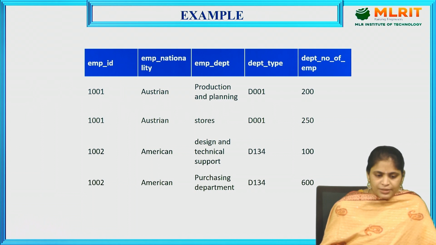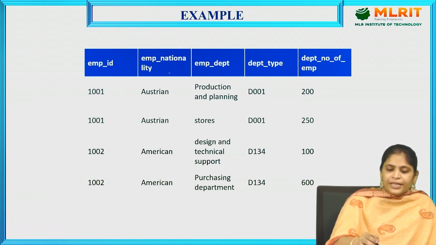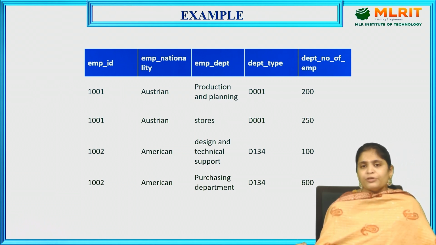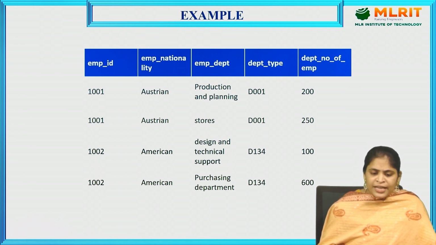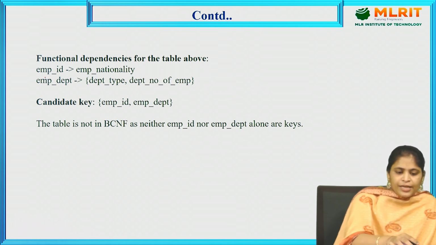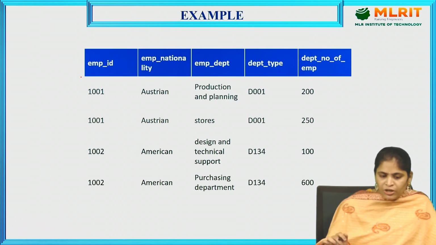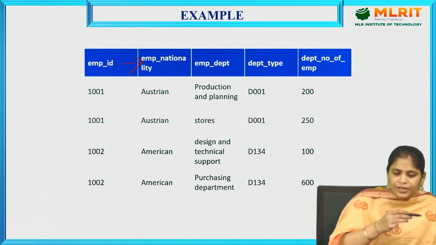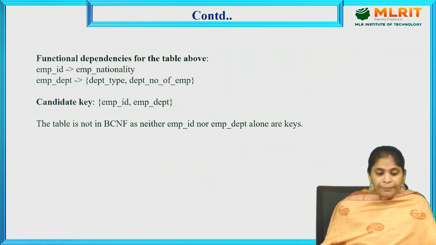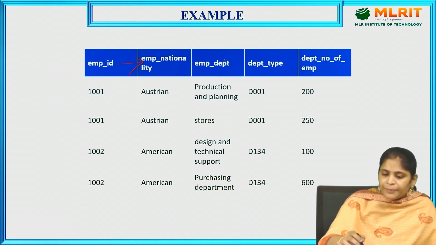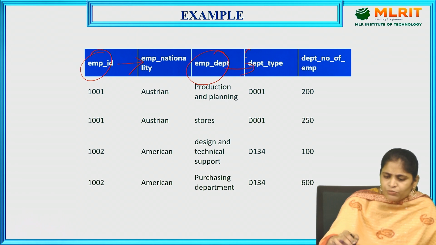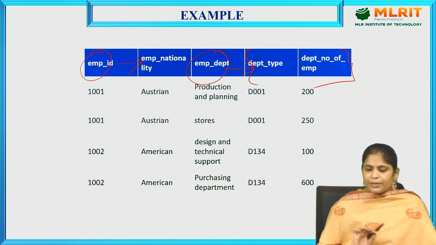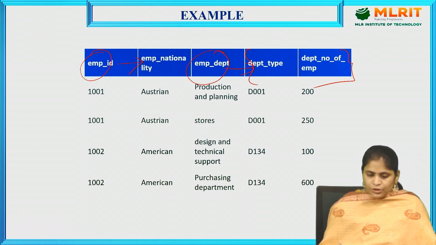Let us discuss with a simple example. Here employee ID, employee nationality, and others are the 5 attributes that I have taken. Let us take the functional dependencies like this. Employee ID derives employee nationality, and employee department derives department type and department number. These are the two functional dependencies given.